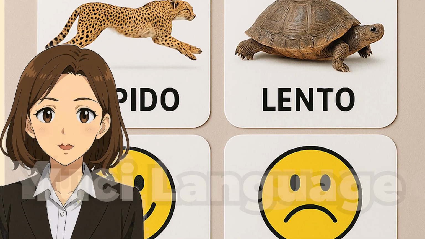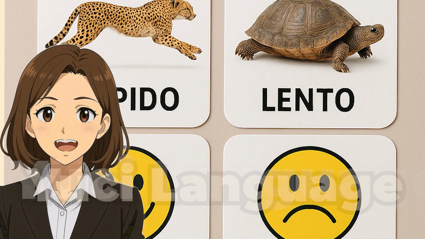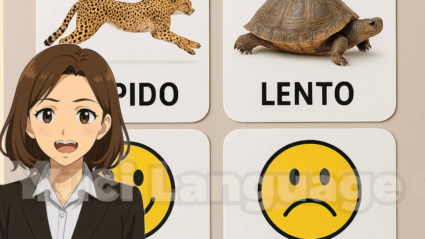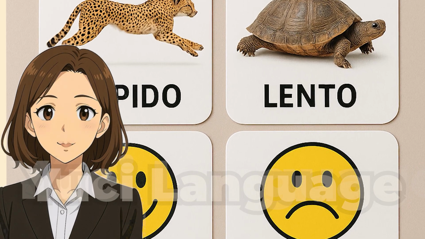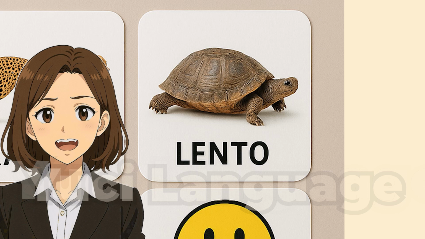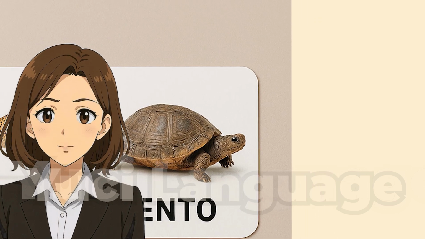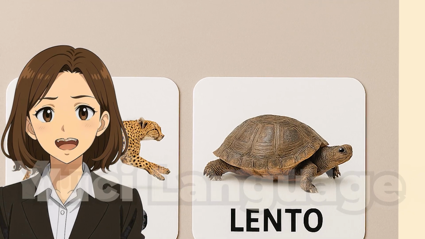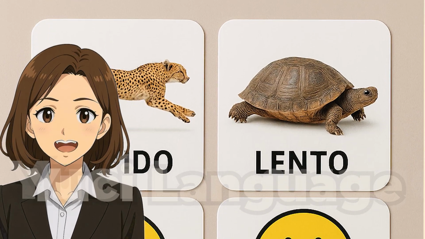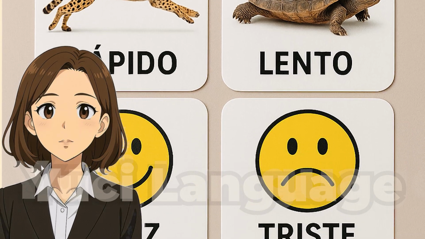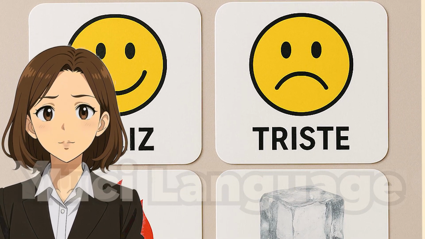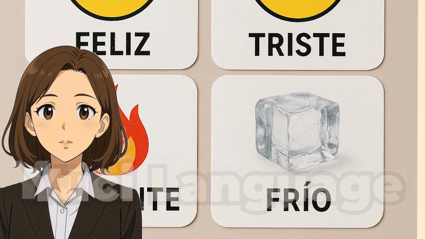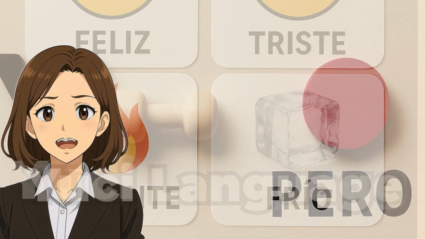Category 4, function words. Malo, nuevo, viejo. These are harder to photograph because they're abstract. For these, you can use text-based cards or create visual metaphors. For y, which means and, you might show two objects connected. For pero, which means but, you might show a contrast image. But prioritize categories 1, 2, and 3 first. Concrete nouns, action verbs, and descriptive words. These give you the foundation for basic communication.